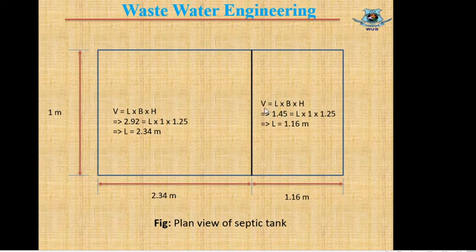Similarly, this volume is for the second compartment, 1.45 meter cube. L we need to calculate, B equals 1 meter, and H equals depth 1.25 meter. So from this equation we can also calculate L equal to 1.16 meter. So length of second compartment would be 1.16 meter. This was the calculation.